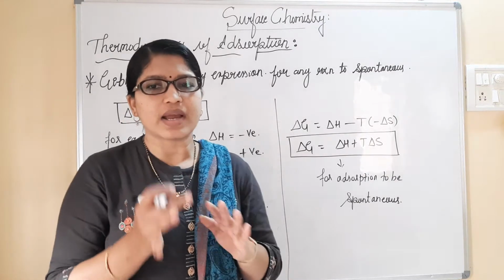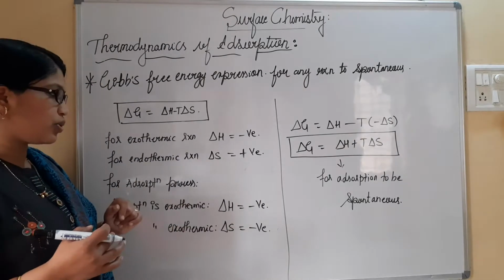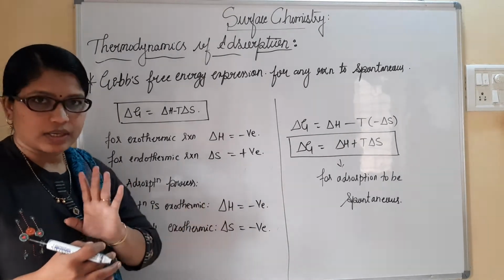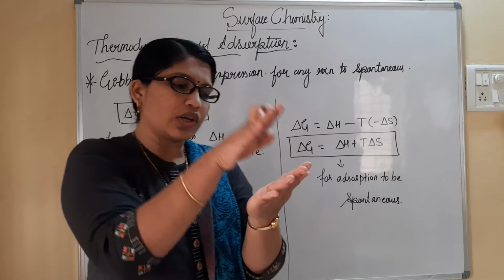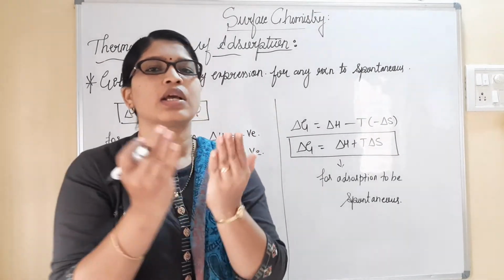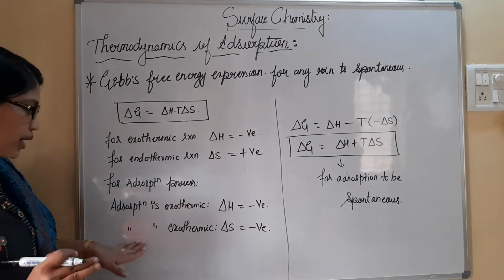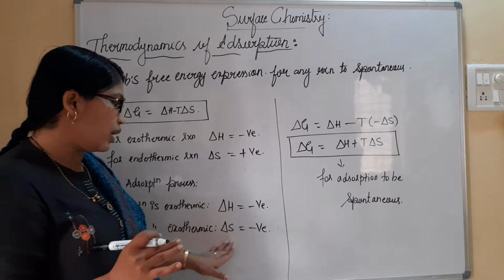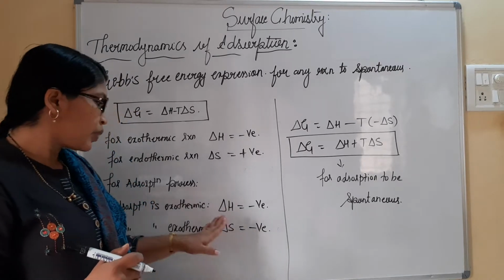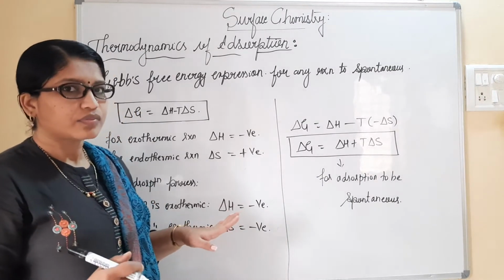We came to know that adsorption is exothermic. Now for the adsorption to be exothermic, delta H value will be negative. Whenever molecules are coming onto the surface and adhering, while adhering to the surface energy is released and it is negative in nature. See here for adsorption to be exothermic, delta S value we have seen here. Delta S value, that is randomness, also will be negative.